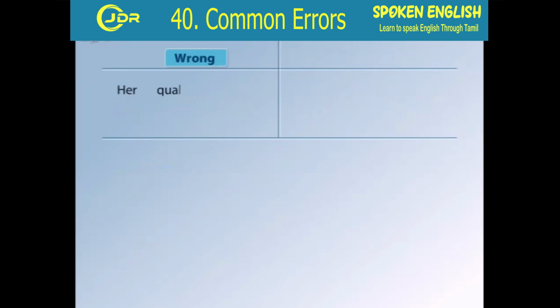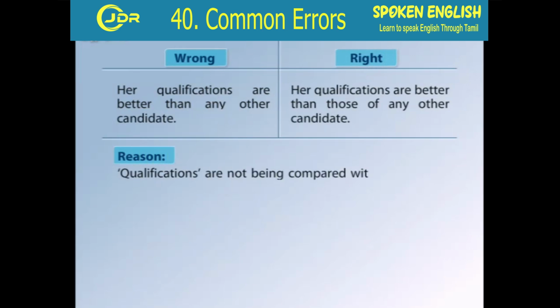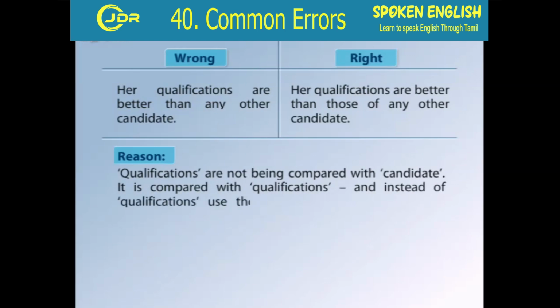Wrong. Her qualifications are better than any other candidate. Right. Her qualifications are better than those of any other candidate. Reason: qualifications are not being compared with candidate. It is compared with qualifications, and instead of qualifications, use the pronoun "those of," meaning qualifications of.